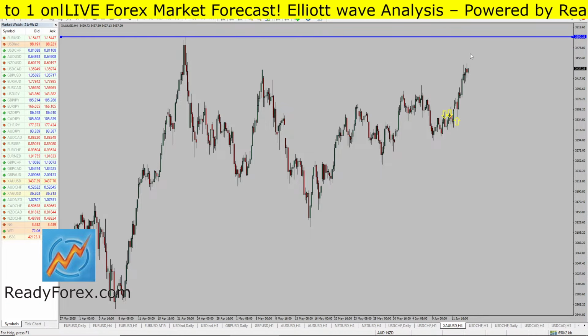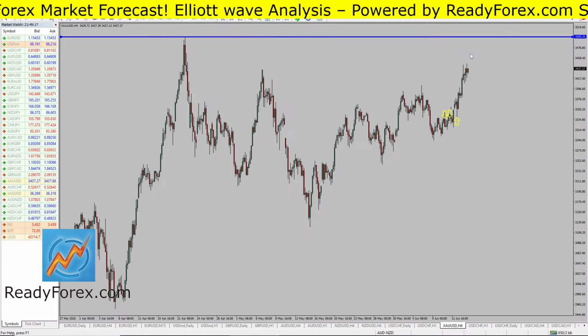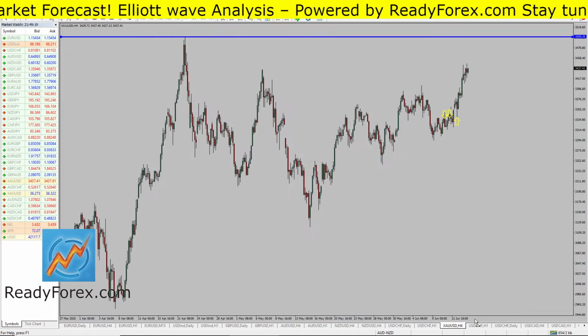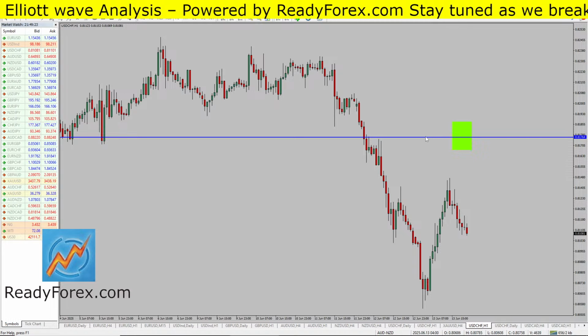But do not just jump into the market just because you think price is going to print a top. We need a trading strategy to trade it. Because trading the market is different and forecasting the market is different.